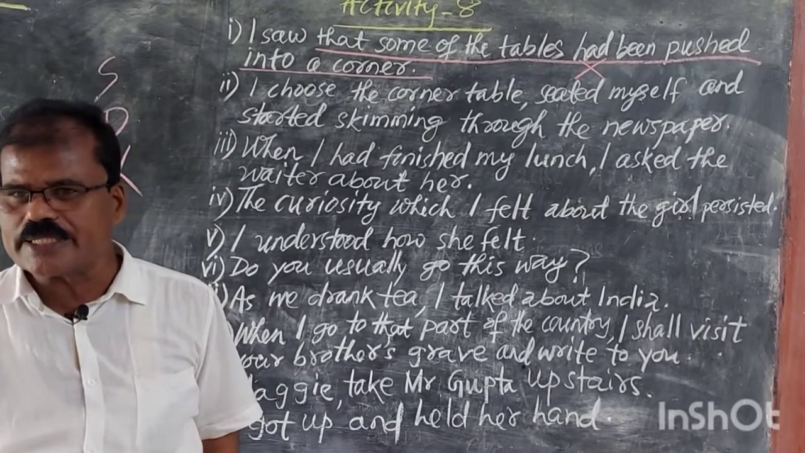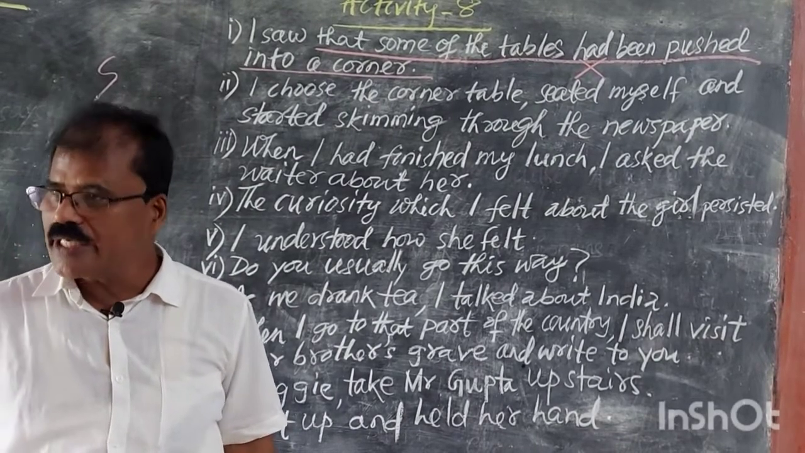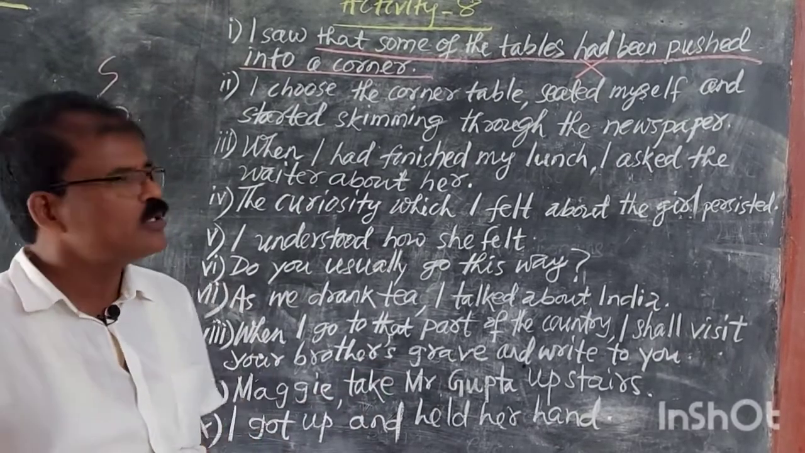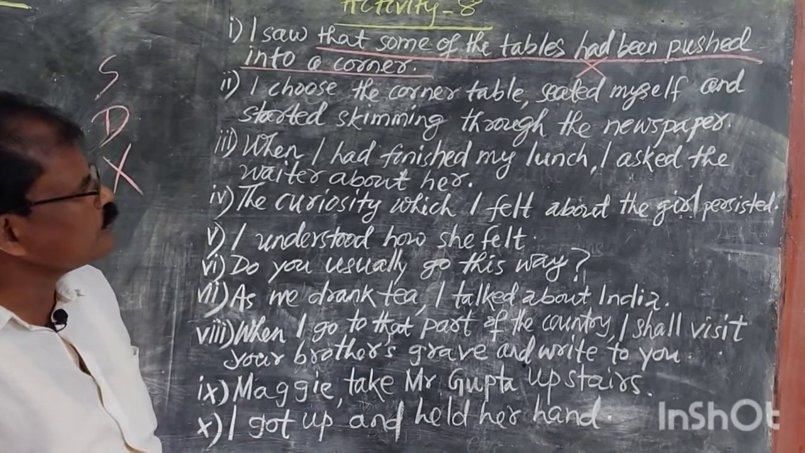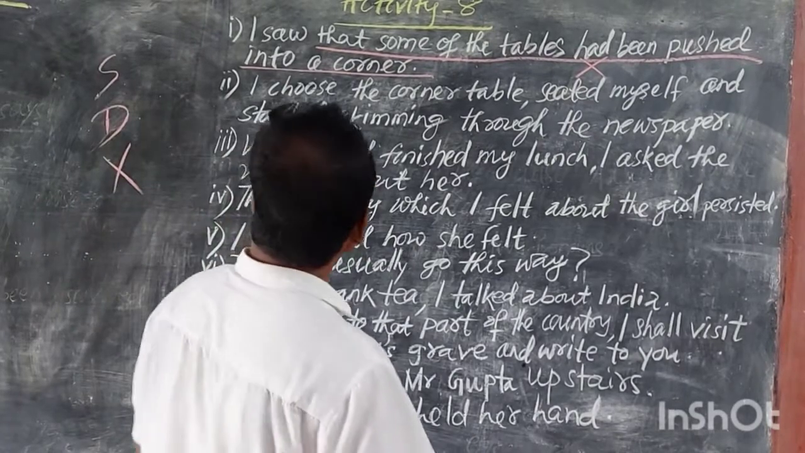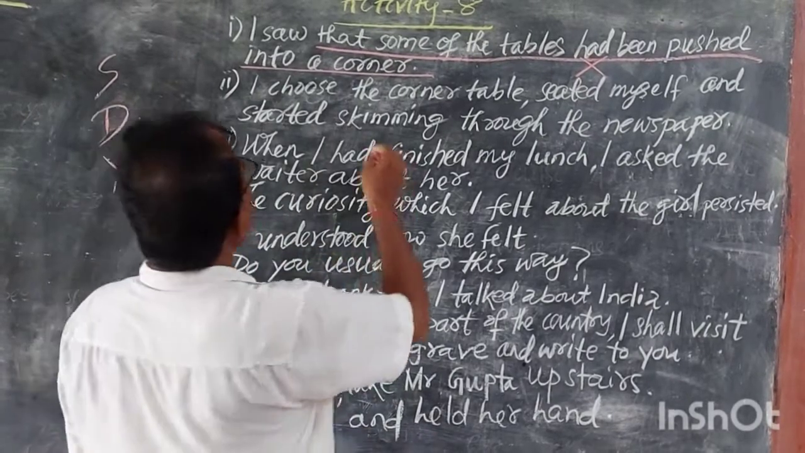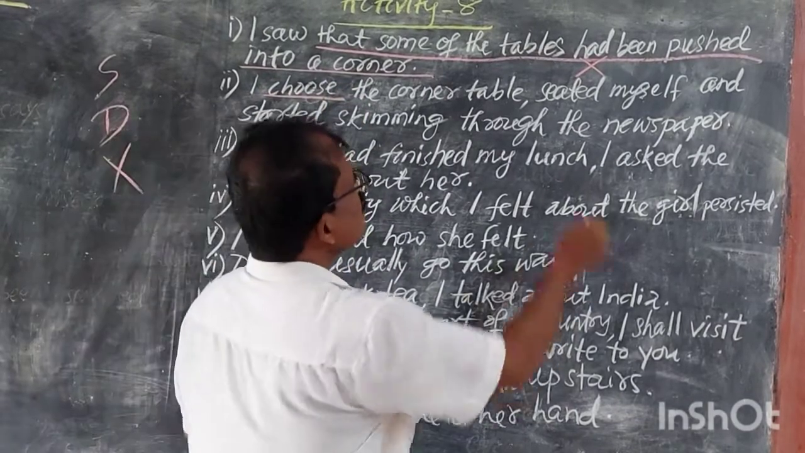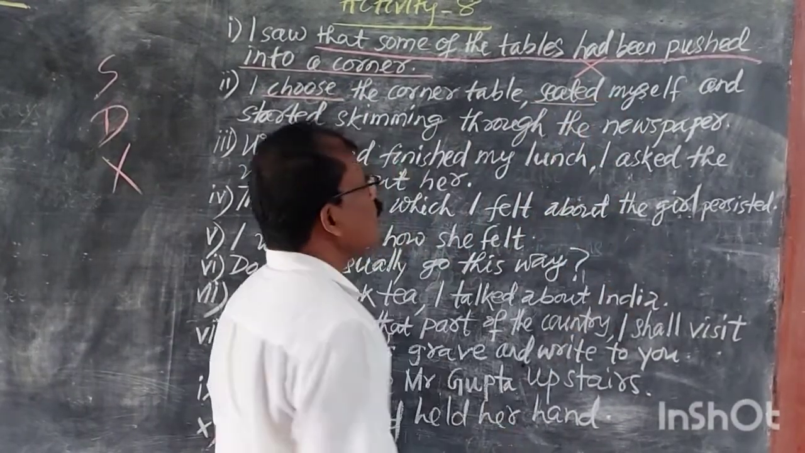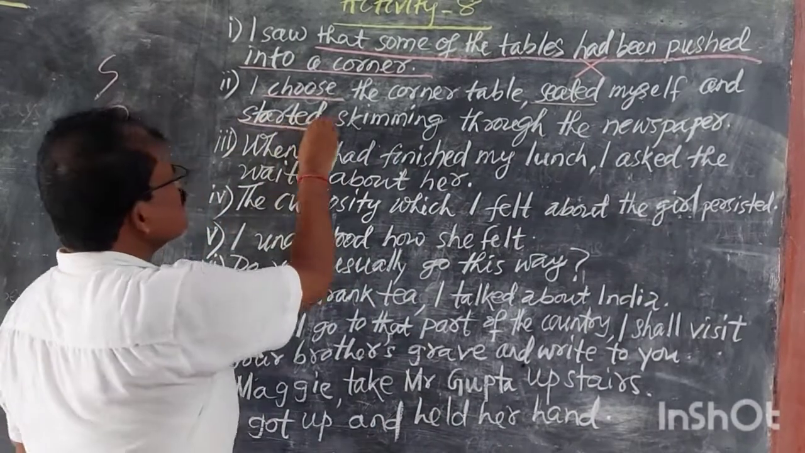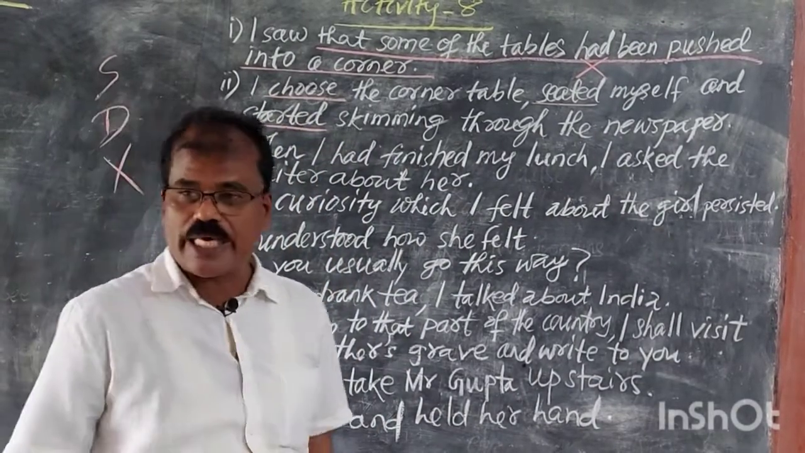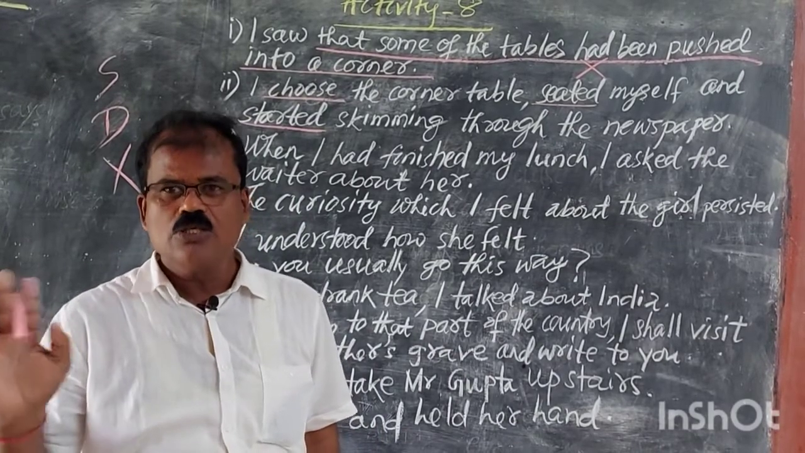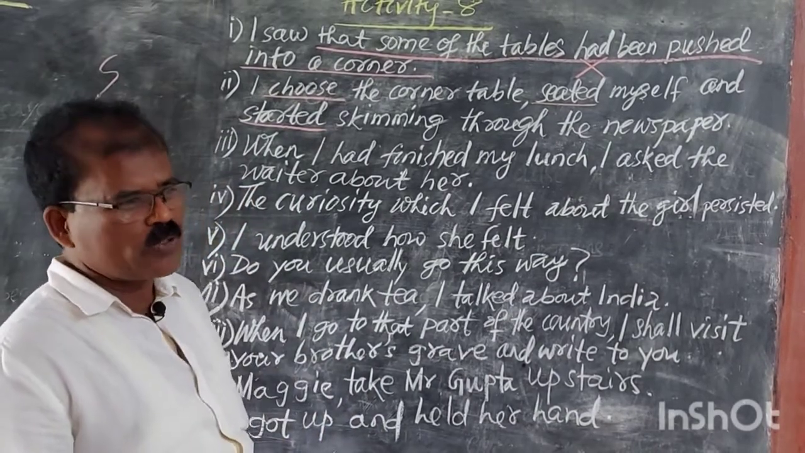Which type of sentence is it? Yes? Compound sentence. How do you know? No, you mark. I choose the corner table. This is one finite verb. Seated, another finite verb. Started, another finite verb. So there are 3 finite verbs. So it is not simple sentence. So how can you say that it is a compound or complex?